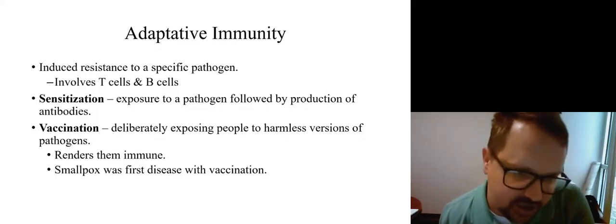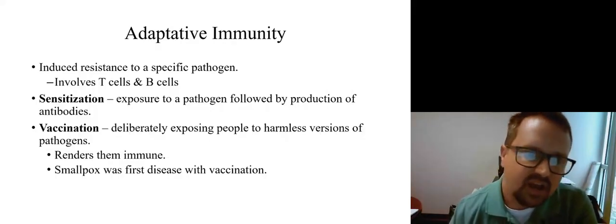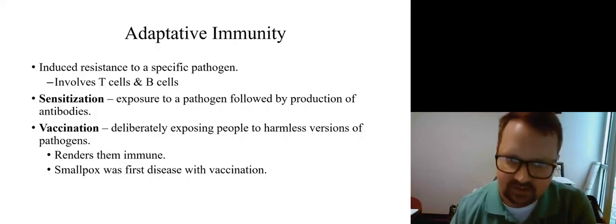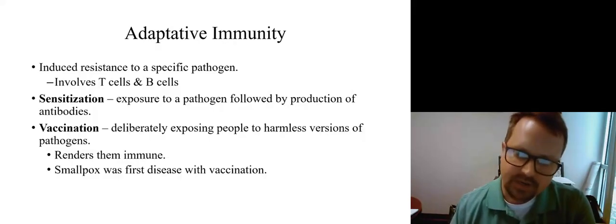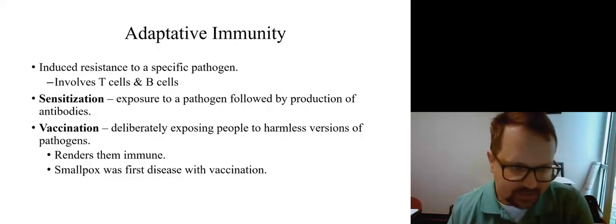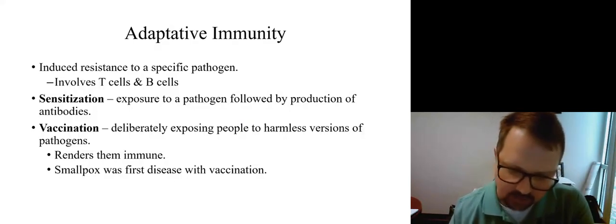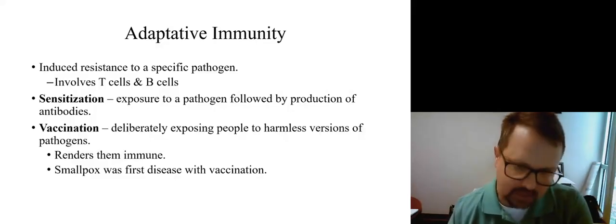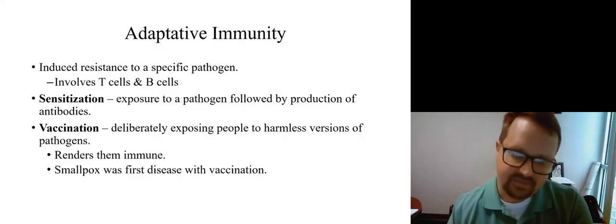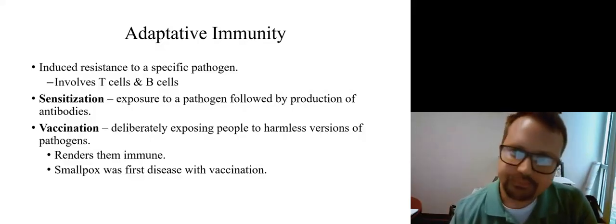There is sensitization, and that's when we expose to a pathogen followed by production of antibodies, and there's vaccination. That's deliberately exposing people to harmless versions of pathogens. This does render immunity. Smallpox was the very first disease with the vaccination. What we did with smallpox was we got cowpox. Milkmaids would get cowpox, and they were immune to smallpox. So we gave people cowpox, cow, vaca, vaccination, where we get vaccination from.